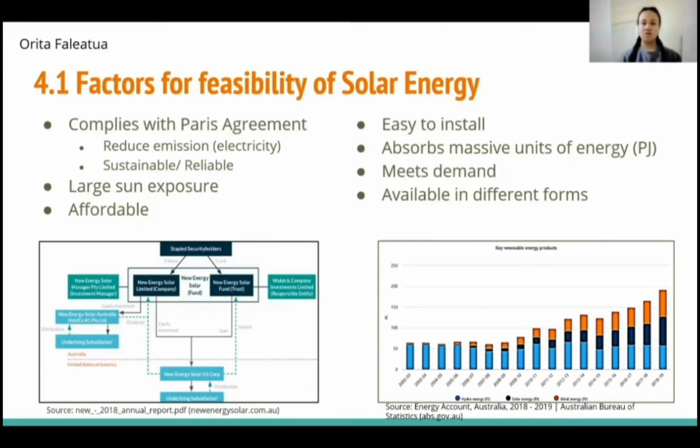Panels are designed to suit voltage requirements of businesses and homes at an affordable price, with most companies offering solar rebates. In a fast-paced economy, solar energy has the capacity to meet demand whilst producing reliable and sustainable electricity without harming the environment. The Australian Bureau of Statistics has elegantly illustrated the steady rise of solar energy use since the early 2000s.